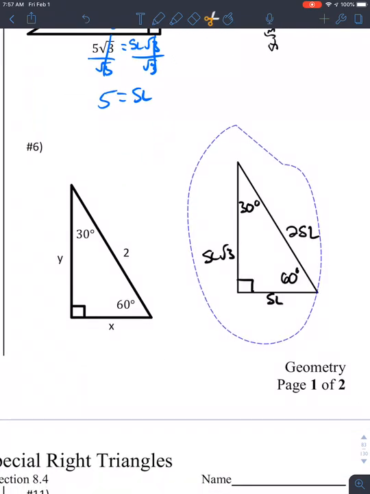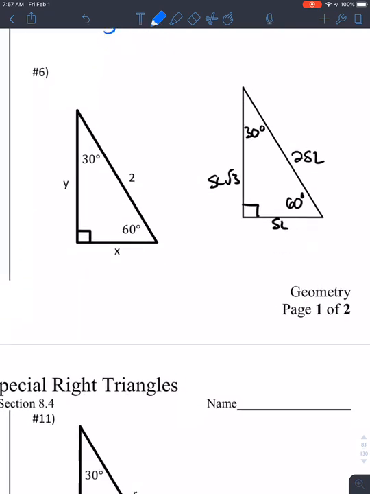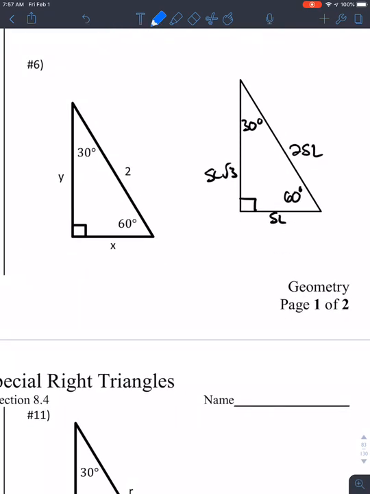Number 6, you can redraw this triangle like I just did, or you can just have it in your brain. Opposite of 90 is 2 times the short leg. If you divide both sides by 2, you get the short leg as 1. Opposite of 30 is always the short leg. Opposite 60 is the short leg times the square root of 3. 1 times the square root of 3 is the square root of 3.